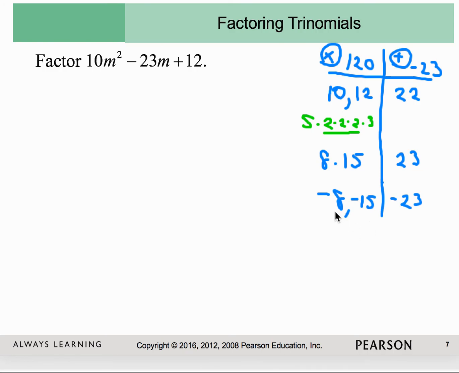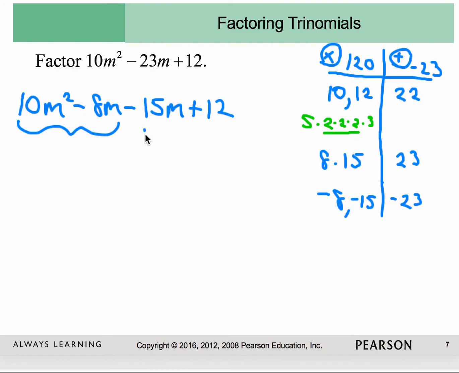Finding those numbers is what's hard. Once we find our numbers, by now, hopefully, we are set to go. We just rewrite the problem and factor it by grouping. Okay, I can factor out what? A 2m. That's going to leave 5m minus 4. Minus sign, so be careful.